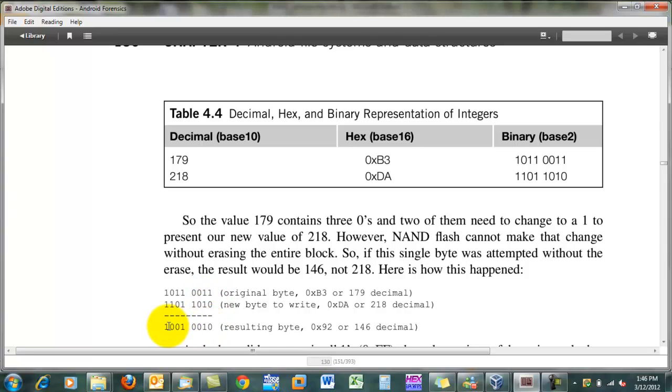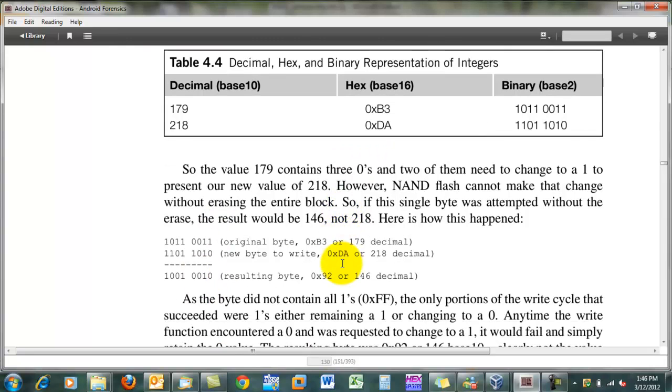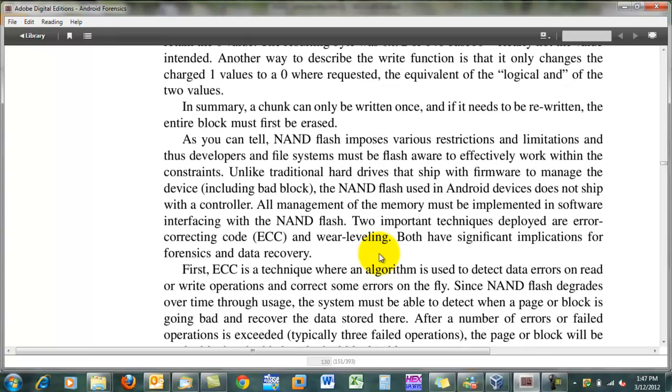So in totality, what happens after you do the NAND write is that you end up with this byte over here, which is 146 rather than 218. Let me repeat again: in a NAND operation, the only way to change from a bit 0 to 1 is an erase operation, and you must erase the whole block. If you want to write to a page, you can only change bit 1 back to 0. Of course, the other way is to not change anything. And if you don't change anything, then it might not be necessary to write the whole page itself.